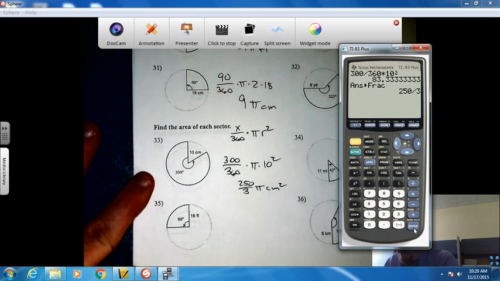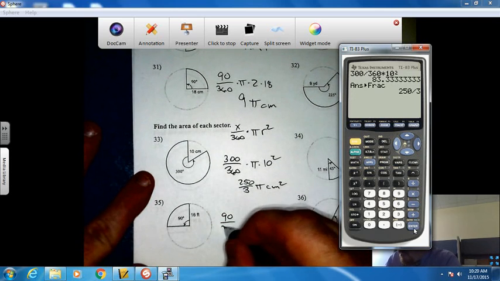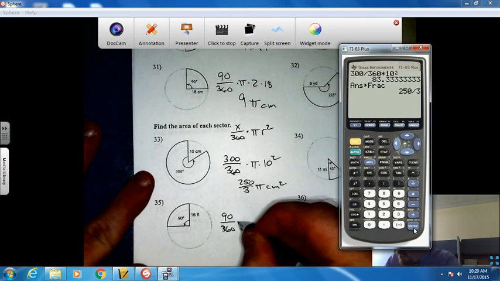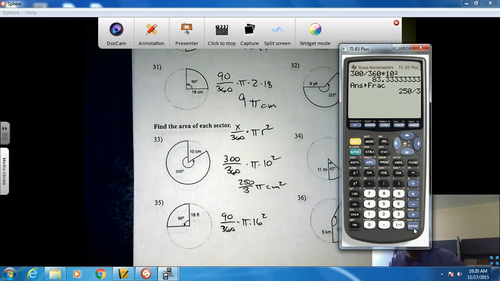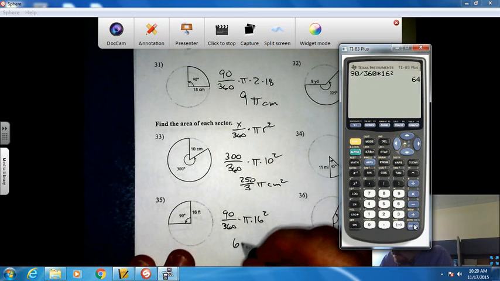Last problem, we got 90 over 360 times pi times the radius squared. So, clearing this out, 90 over 360 times 16 squared tells me it's 64. And then pi, and then because it's area, it's square feet.